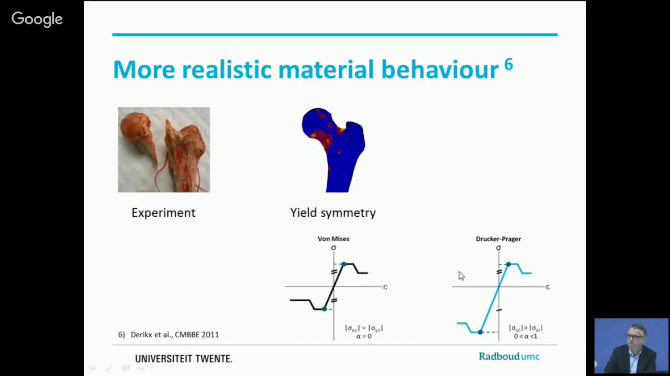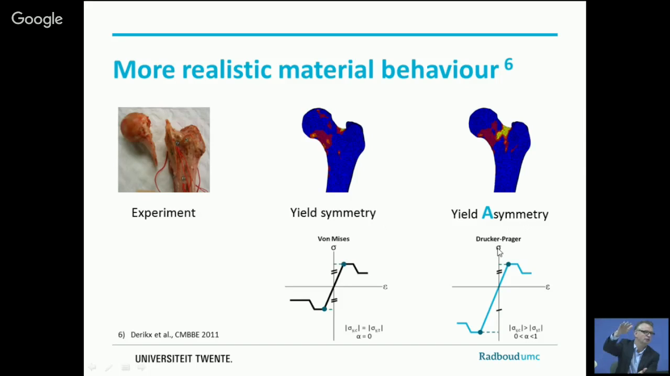Okay? All right? So if we simulate that, this is a symmetric yield criterion. This is just the von Mises yield criterion. This is called the Drucker-Prager yield criterion, which they also use in soil mechanics.